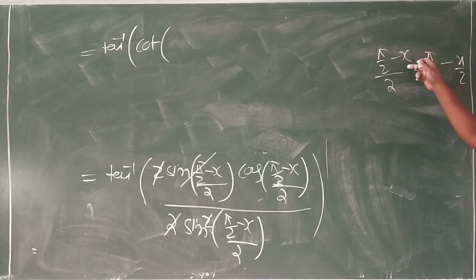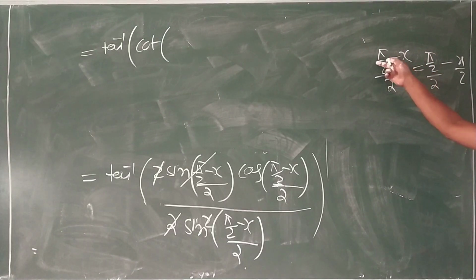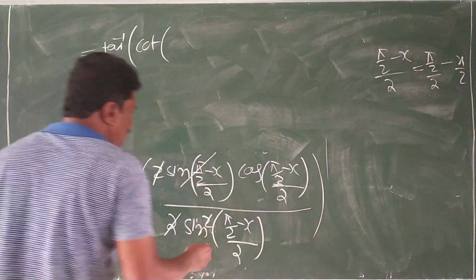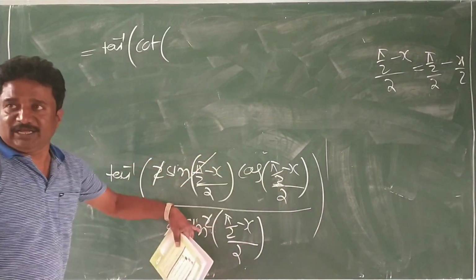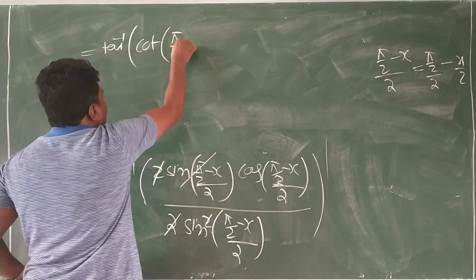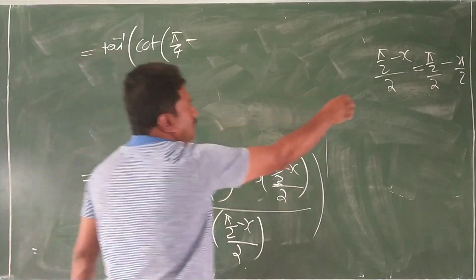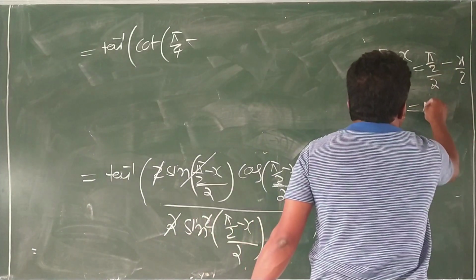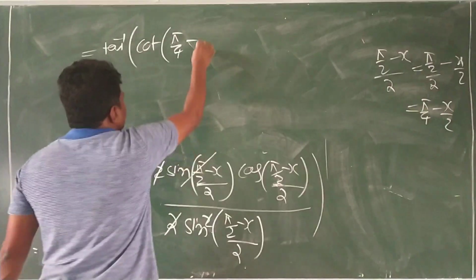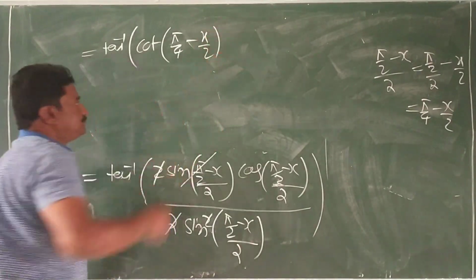Don't. Splitting. Pi by 2 by 2 minus what? X by 2. Split it. Next, cos by sin is cot. Split it, pi by 2 by 2 is how much? Pi by 4 minus x by 2. Two 2s are 4. Pi by 4 minus what? X by 2.